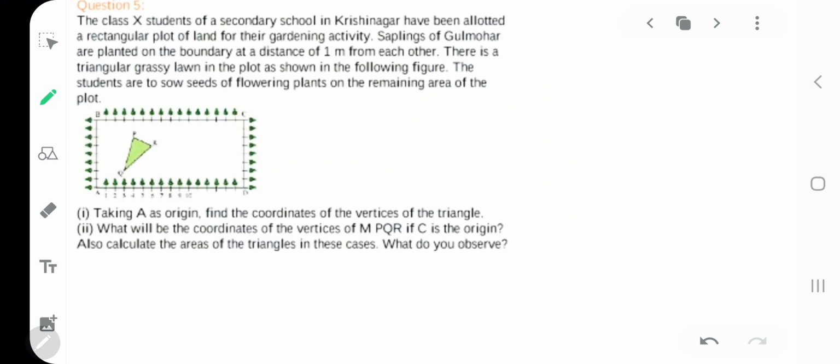Take A as an origin. Okay, if you could see here, this is your origin. And find the coordinates of vertices of triangle. What will be the coordinates of vertices of M, P, Q, R? So this is, okay. Then you also have to calculate the area of triangle. Let's see what we have to do.